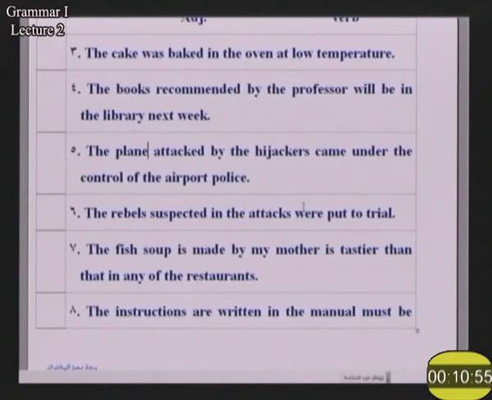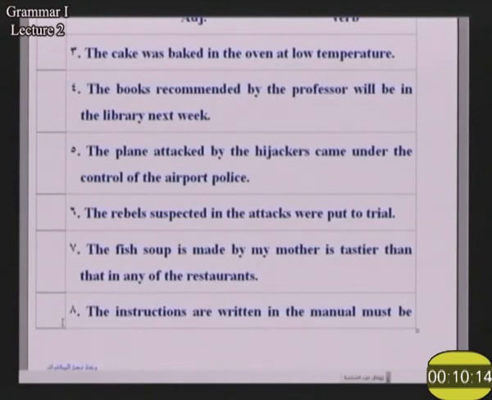The rebels suspected in the attacks were put to trial. عندي the rebels subject were put وsuspected الاثنين past participles لكن الفعل هو عندي were put. The rebels were put to trial يبقى suspected it's a past participle used as an adjective and it doesn't have a verb here so it is correct. يعني لو كنت قلت the rebels were suspected were put طبعا غلط لكن the rebels suspected were put to trial.